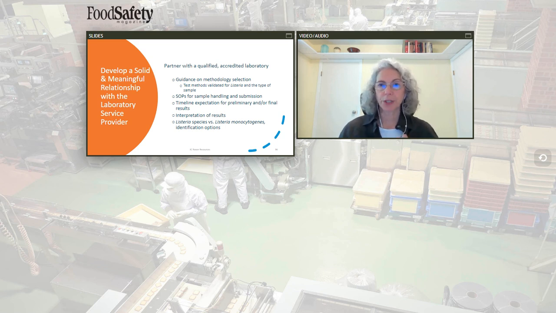Also, interpretation of the results. And a lot of this has to do with methodology. So if there's, let's say, a presumptive result with the test that you're using, that presumptive may have different interpretations based on the methodology. So really important to have that conversation up front with your laboratory to understand what method you're using and what the results mean. And finally, being aware of what options there are for whether you're testing for Listeria species, Listeria monocytogenes, or if you do get some positives, what opportunities or options the laboratory has for further genetic testing if you want to see genetic relatedness.